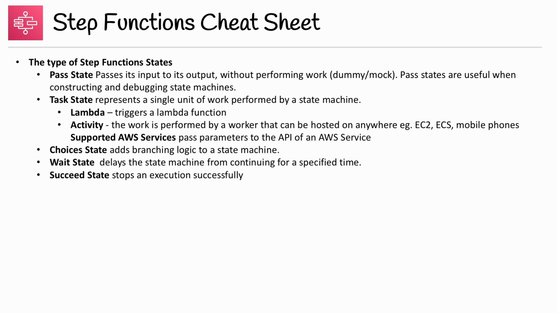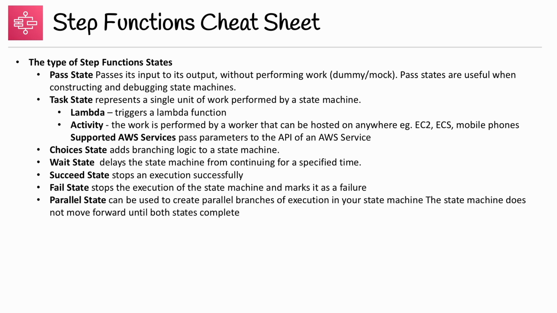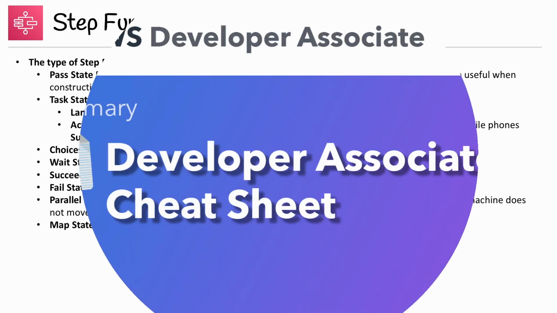The Succeed state stops an execution successfully. The Fail state stops the execution of the state machine and marks it as a failure. Parallel states can be used to create parallel branches of an execution in your state machine. The state machine does not move forward until both states are complete. Very important state to know. And the last is the Map state, which can be used to run a set of steps for each element of an input array. Really great when you're iterating on a bunch of records in a database. So there you go, that's Step Functions.